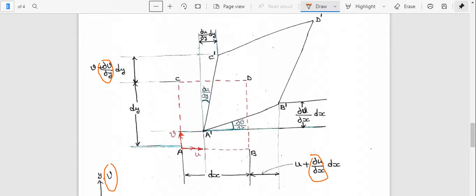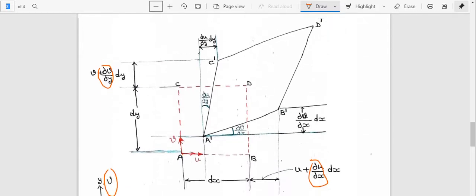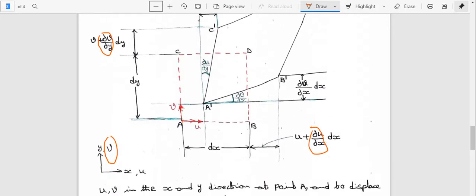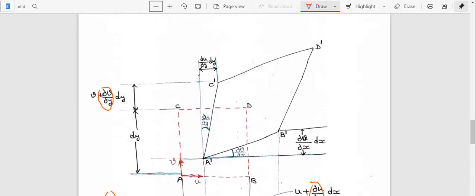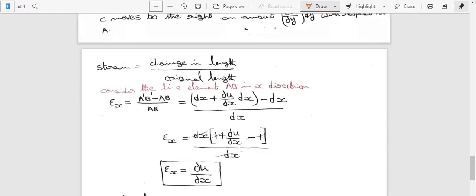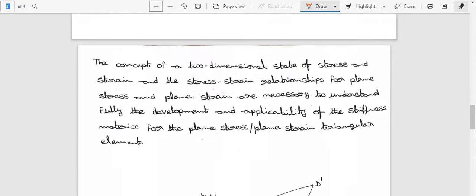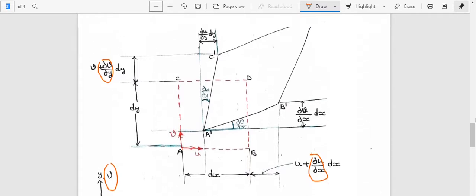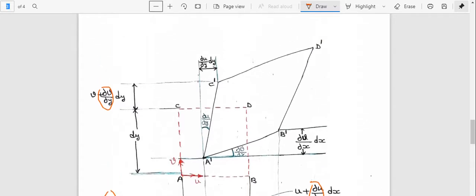So here I am calculating the strain conditions. What is the strain formula? The strain is the change in length by the original length. Consider from this diagram the line element AB in the x direction. So what is the strain formula? Change in length by original length.